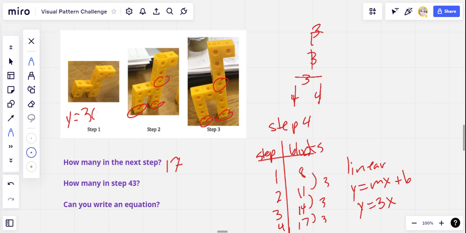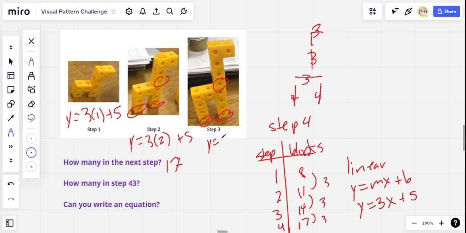So y = 3 times step 1. That would just add up to 3. But we've got 1, 2, 3, 4, 5, 6, 7, 8 blocks. So I'm 5 short. To fix that, I'm going to add 5, and I'll add it over here as our b. Now let's take that equation and verify that it works with the other steps. So y = 3 times 2, now I'd put in 2 for the step number, plus 5. That'd be 6 plus 5 is 11. Yep, that checks out with step 2.